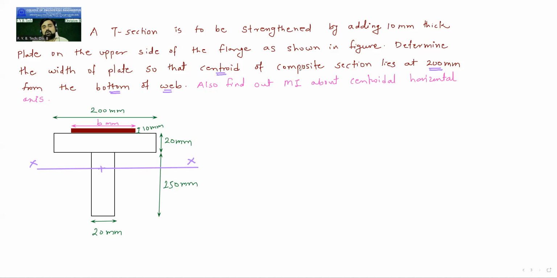Okay, centroid of the composite section. Everything is given. I have underlined those words. You should also underline it. Afterwards, when you are studying this, you will understand why I have underlined there. Okay, you should read the problem carefully. What is given? So this distance they have given to us, and this is 200 from bottom. Okay. So now what we will do?